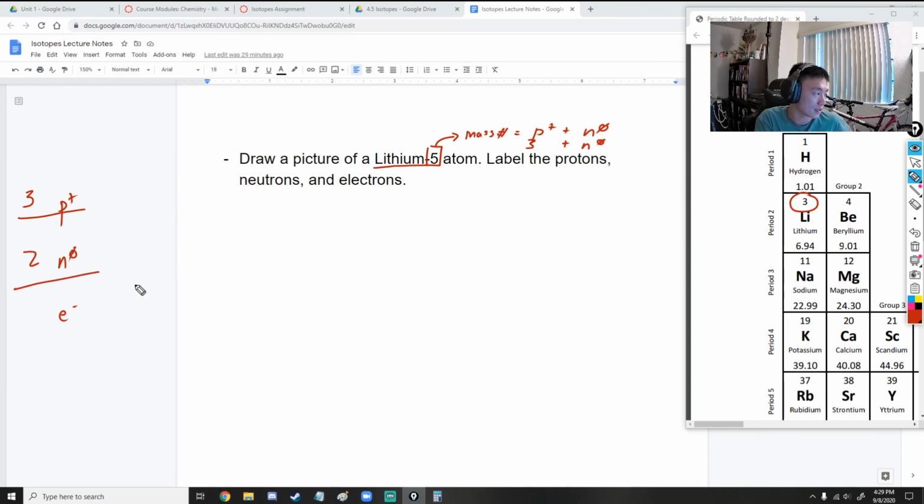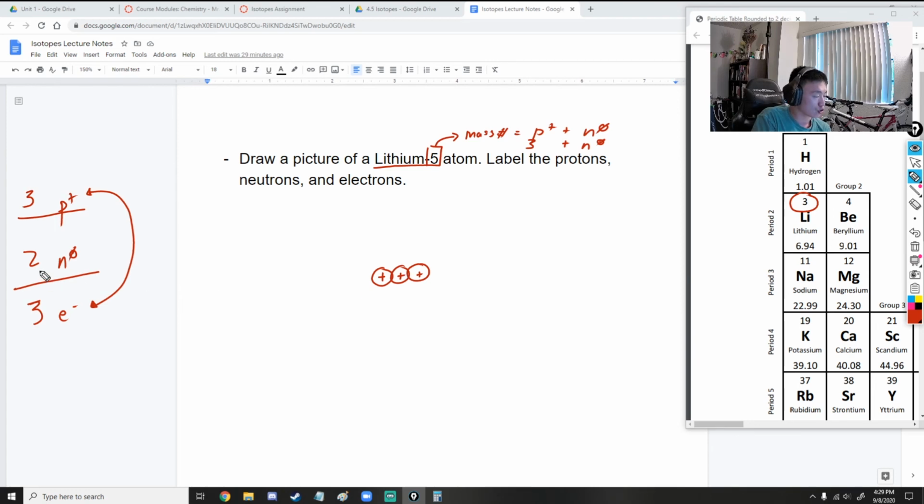And then lastly, the electrons, since this is a neutral atom, there's no charge. It's going to have the same number of protons as electrons. Okay? So there we go. We got 3 protons, 2 neutrons, 3 electrons. So let's draw our atom. We know the protons are in the middle, so I'm going to draw 3 protons in the middle.